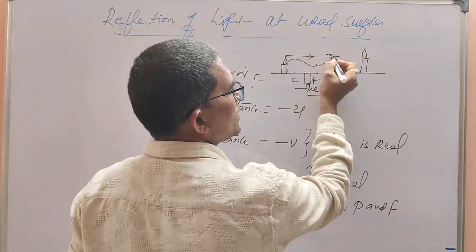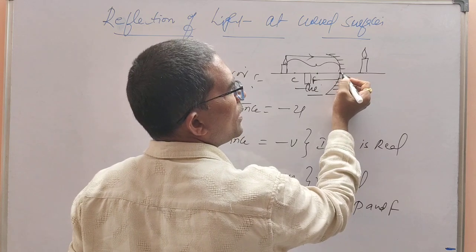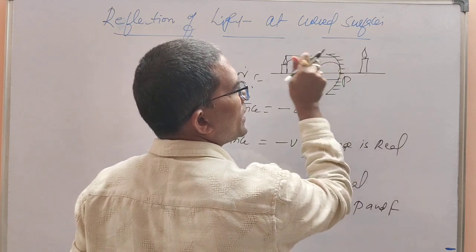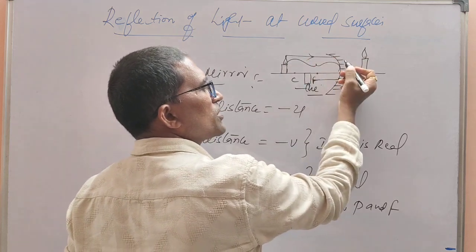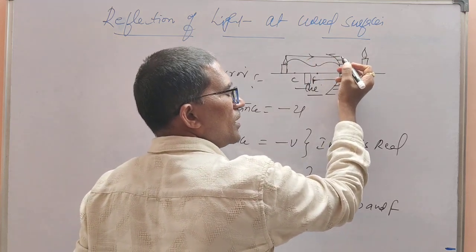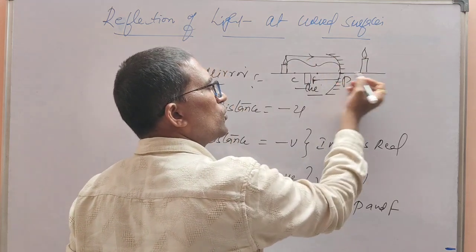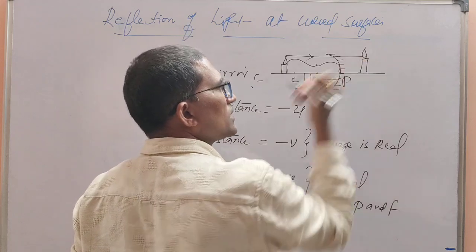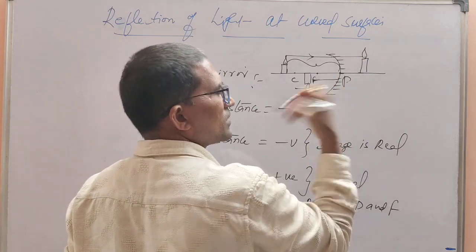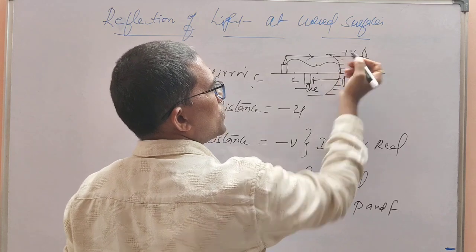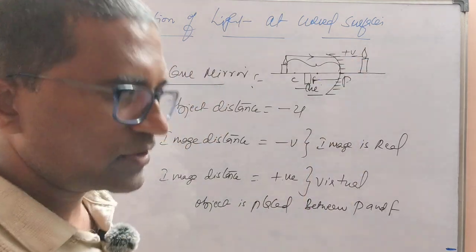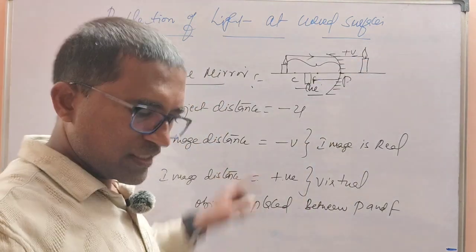Light direction is like this. We are also measuring the image so formed in the direction of the light only. Light is moving like this. We are going to measure the distance of the image in the direction of the light, that is from the pole to the image. So in this case, if the virtual images are there, then the image distance will be positive. I hope you all understood this. Okay, come on. Next one.